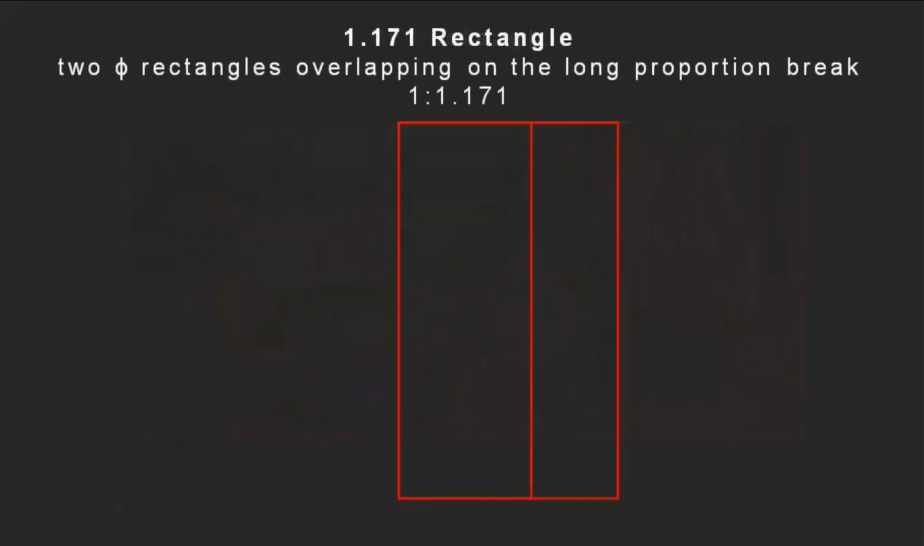The golden mean can be used in different ways as well. Here I have a vertical golden mean rectangle, and it is broken into the proportion of 1 to 1.618 vertically.